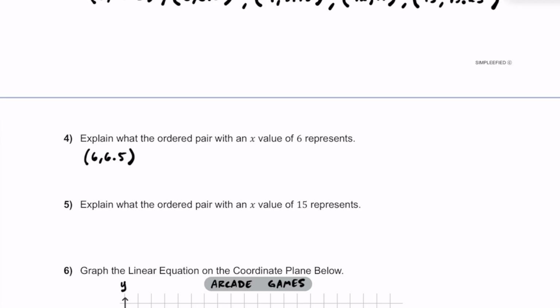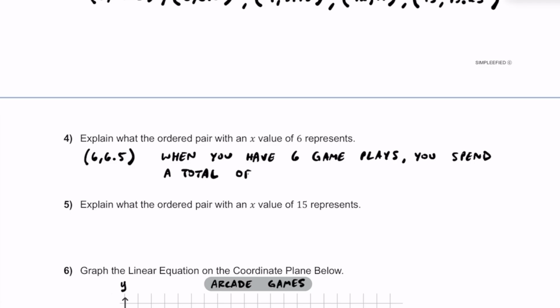Well, what did our variables represent again? We knew x represents the number of gameplays, so we can say something like, when you have 6 gameplays, comma, what did y represent again? I think y was the total that you ended up spending at the arcade. You can say here that you spend a total of $6.50. So that's what that represents.